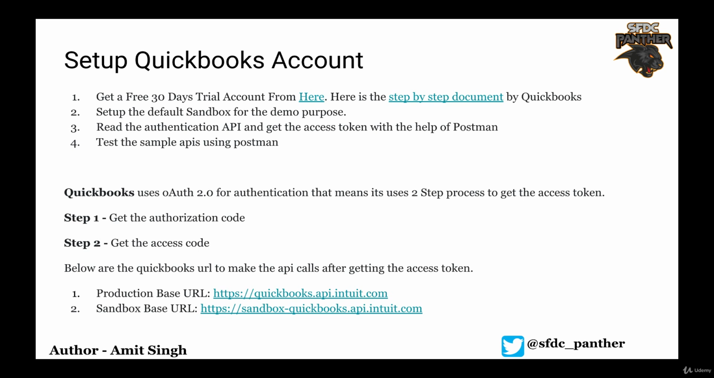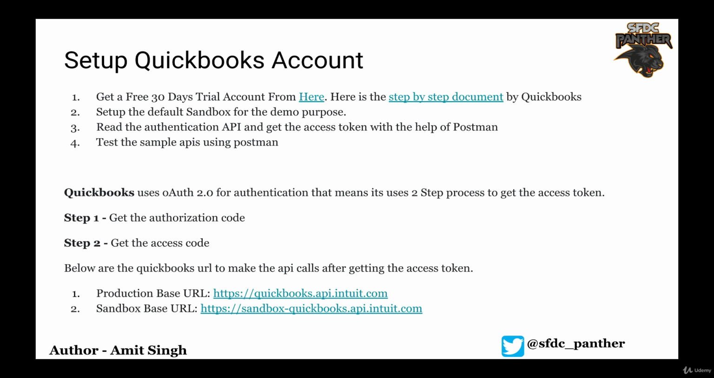Why? Because the default sandbox has some default data, a predefined set of data which we can use for our integration purpose, and we can directly start hitting the APIs after we do the authentication part. Then after we read the API, the first thing we always talk about is to understand what kind of authentication this API is giving us, and then we are going to get the access token using Postman and our Google browser, and then make some simple APIs using Postman to see whether those records are getting created or not.